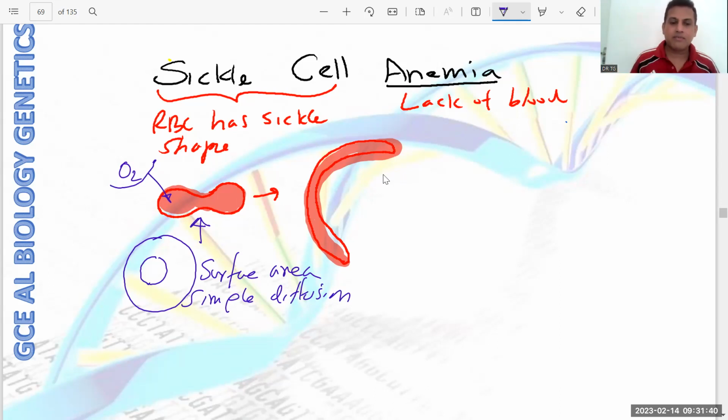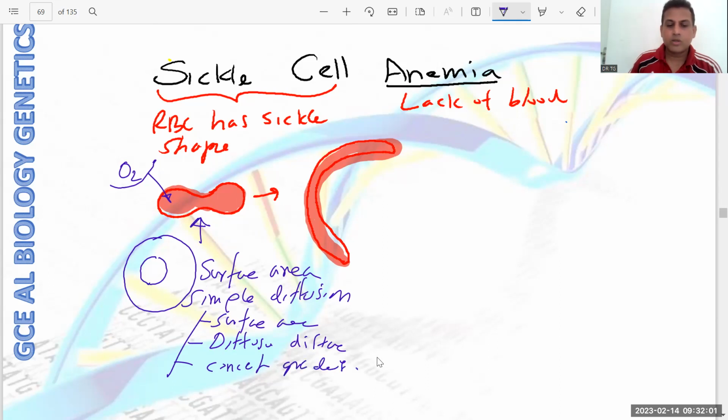And what are the factors that affect diffusion? There are several important factors. One is the surface area. The second factor is the diffusion distance. The third one is the concentration gradient. If oxygen is very high on one side and very low on the other side, then diffusion is faster. And the other one is temperature. So these are the four factors which affect diffusion.